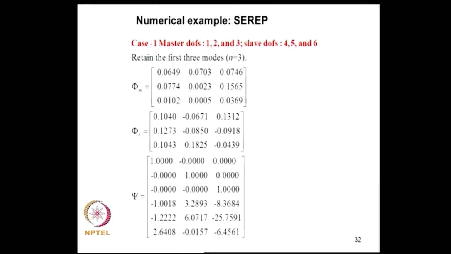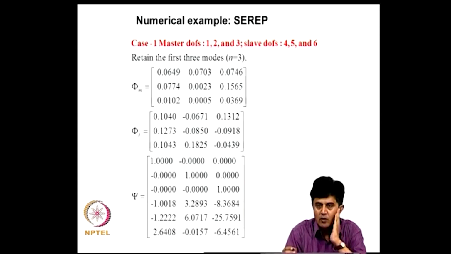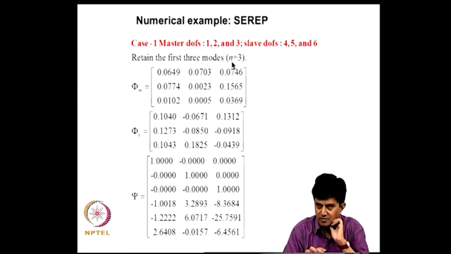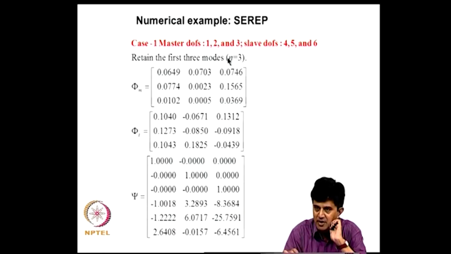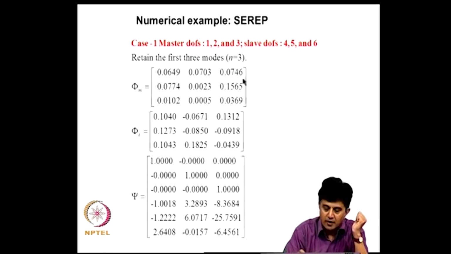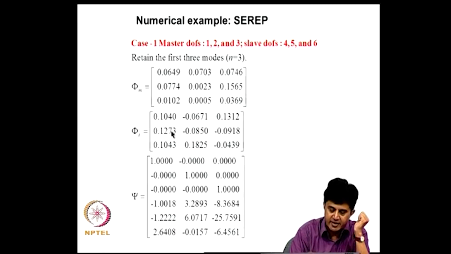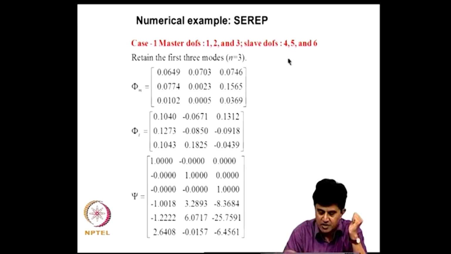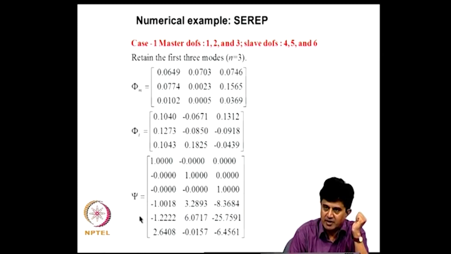Now, let me return to the example of that 6 degree of freedom system and apply SEREP. Let us retain the first 3 modes. To implement SEREP, I have to again declare certain degrees of freedom as masters and certain as slaves. Additionally, I should specify which modes I want to replicate in my reduced model, and how many. I am taking the first 3 modes. So, I can get phi m and phi s by partitioning the modal matrix of the 6 degree of freedom system, and this is a transformation matrix.